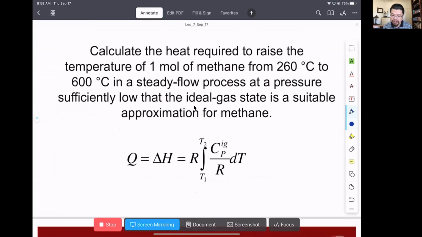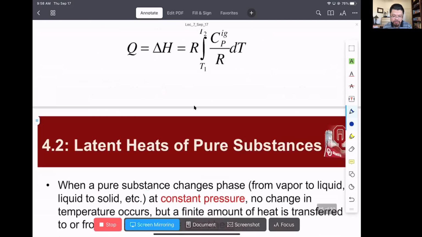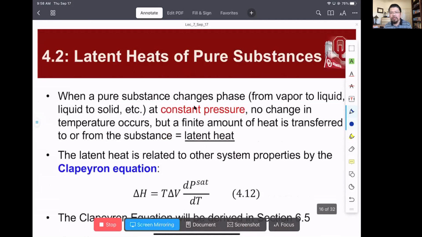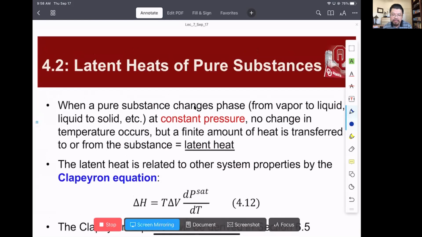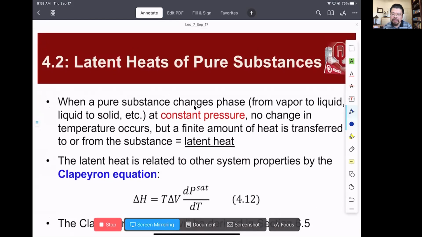All right. So this is the first problem I have. So please do your reading after the lecture. So 4.1 was basically talking about the temperature dependence of the specific heat. Now let's take a look at the latent heat during the phase change.